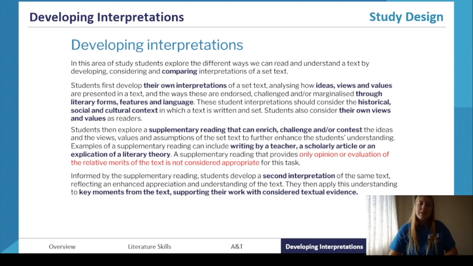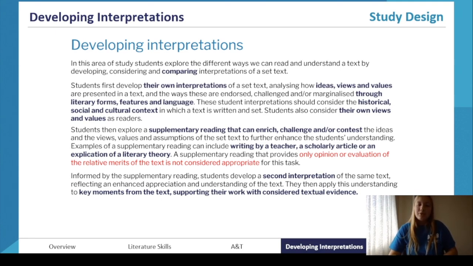A supplementary reading that provides only opinion or evaluation on the relative merits of the text is not considered appropriate for this task. So we're not reading reviews of how good is this book, guys. We want a kind of analytical piece or a discussion in terms of a literary theory, which oftentimes, yep, critics' articles are quite appropriate for.